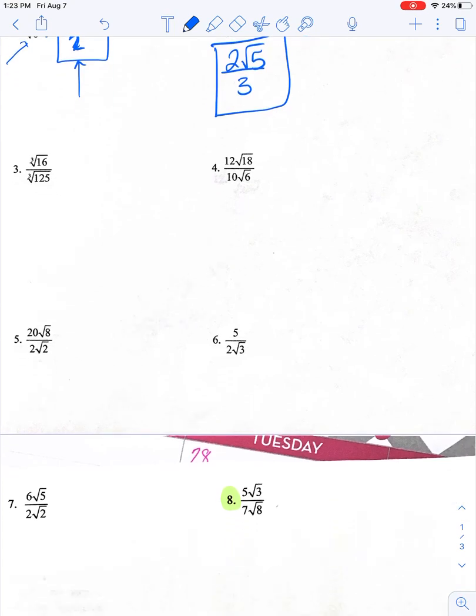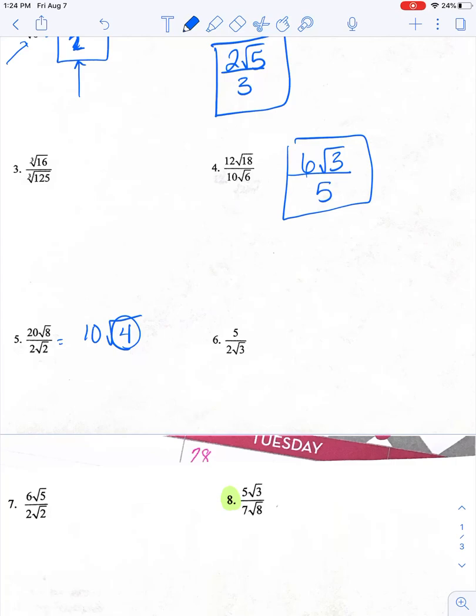Sometimes, like when you get to number 4, 6 is not a perfect square, but because this is a monomial over a monomial, it also happens to divide up. So root 18 divided by root 6 is going to give me a root 3. 12 and 10 I can both reduce by 2. And now I have a cleaned up fraction with no root in the denominator. It was not a perfect root, but it did divide up. Number 5 is the same thing. I can divide up the outside and the inside, but then remember you can square root that 4 and get a 2, so that's actually going to become a 20.